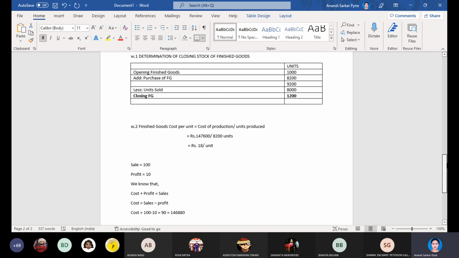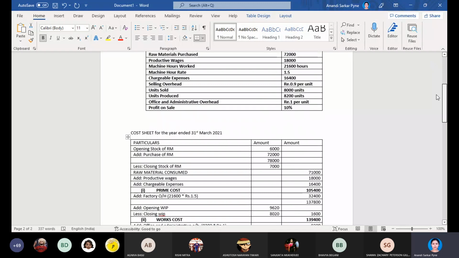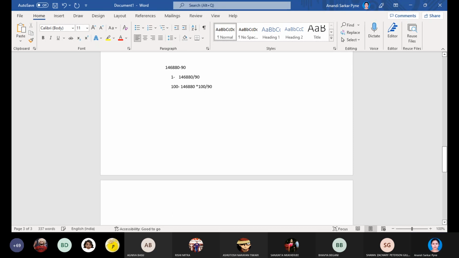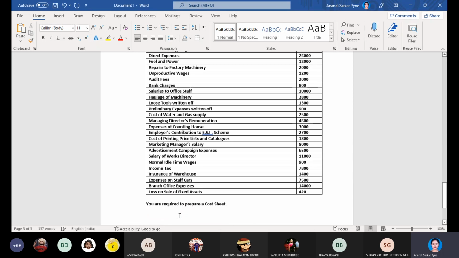So yes, that was one problem. Time is also up. So this is the second type of problem we will be doing. Wait, I'm sharing the second problem. This is a problem related to identification of cost.